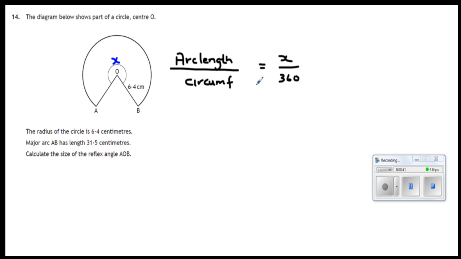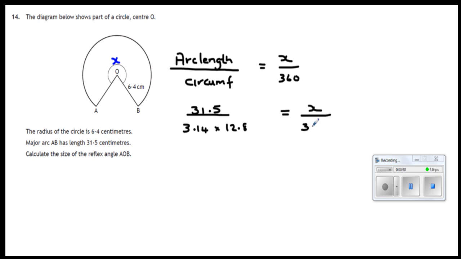Right, now arc length we know, so arc length is 31.5, the circumference of a circle is pi times d, which is 3.14, multiplied by the diameter of this circle, 12.8. Now that's equal to the angle we're looking for divided by 360.